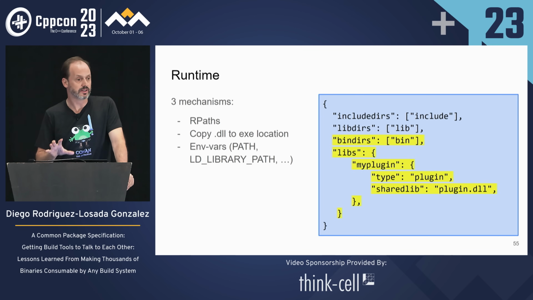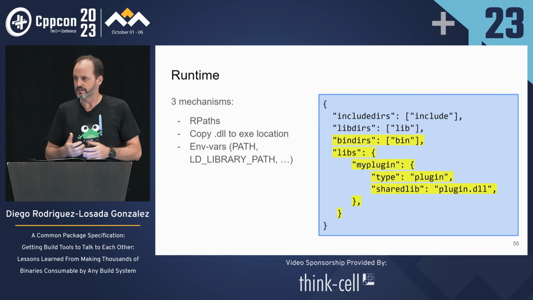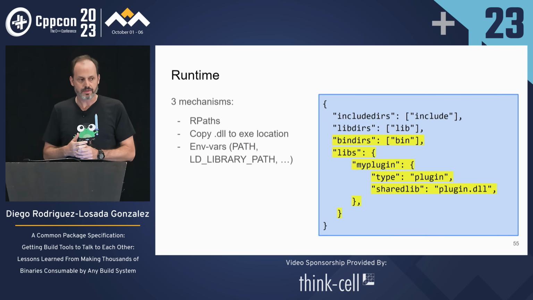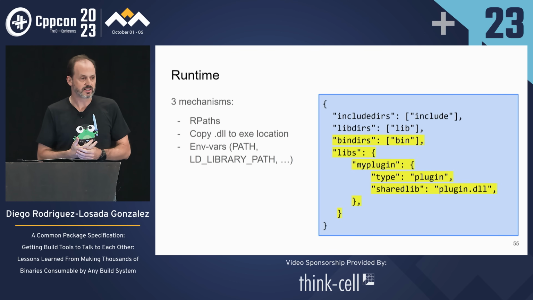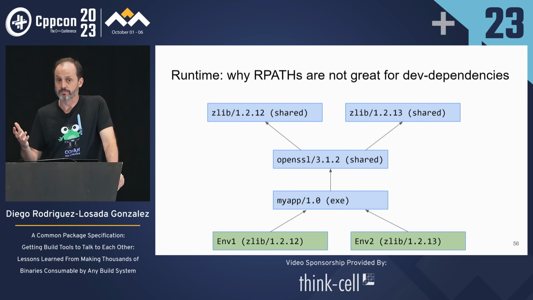And now that we have opened the shared libraries topic, the runtime. This is something that we have also been neglecting because honestly, linking with the libraries is complicated enough already that we are not tackling the runtime problem at all. I think with the CPS is the right moment to also open this conversation, because there are basically 3 different mechanisms to handle runtime dependencies with shared libraries. We have RPaths. We can copy the DLLs in Windows to the executable, or we can use environment variables. And all of them are problematic.